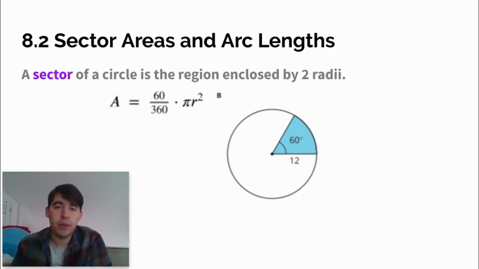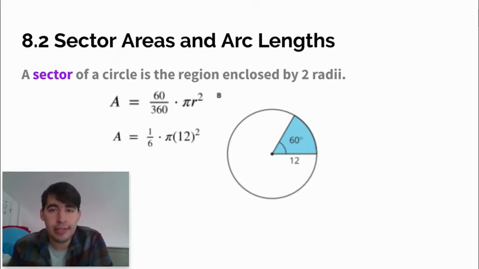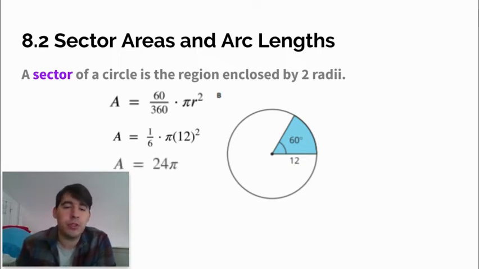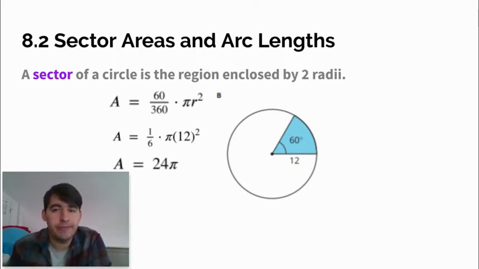That's exactly what I would do. I would take 60 degrees, divide that by the amount of degrees that's in the entire circle, and multiply that by the area of the entire circle. So 60 out of 360 is 1/6 of the whole circle. Then we type in 12 for the radius, simplify that down, and you end up with 24 pi.